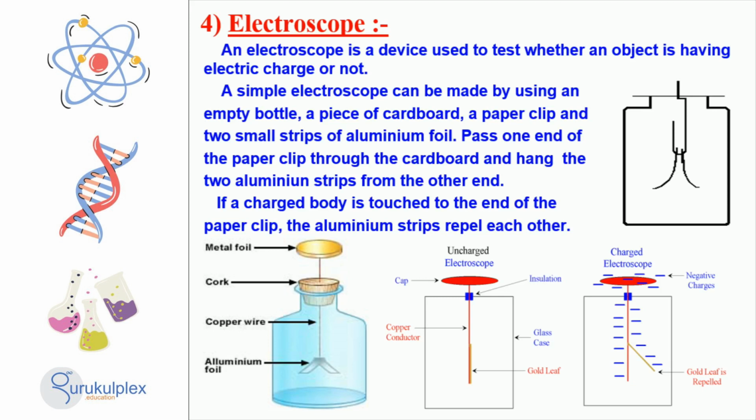The paperclip is passed through the cardboard and the aluminium strips are hung from the other end. When a charged body is brought near the paperclip, the aluminium strips repel each other, indicating that the body carries an electric charge. If the body is uncharged, the aluminium strips remain unaffected. Electroscopes are used in laboratories and research facilities to detect and measure electric charges.